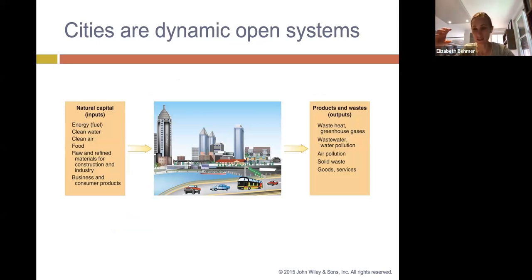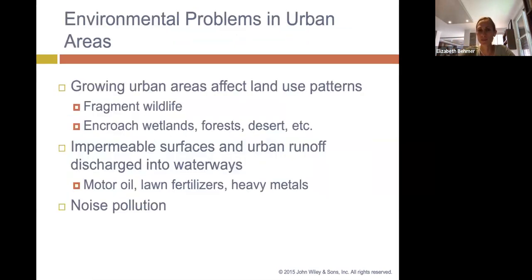And what comes out of the city? Waste heat, greenhouse gas, wastewater, water pollution, air pollution, solid waste, some goods and services. But how can we manage this dynamic system of the urban ecosystem?